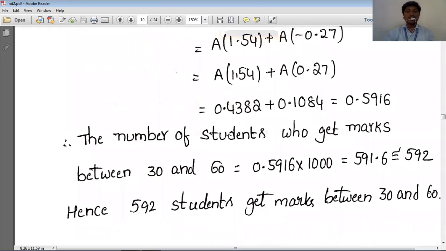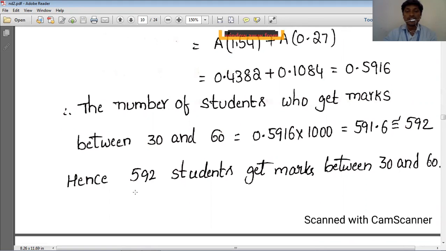So the number of students who get marks between 30 and 60 is equal to 0.5916 into 1000. The number of students here is 1000, so we multiplied with 1000. Then how much did we get? 591.6, which is approximately 592. So 592 students got marks between 30 and 60. Okay. So between 30 and 60, how many students got it? 592 students.